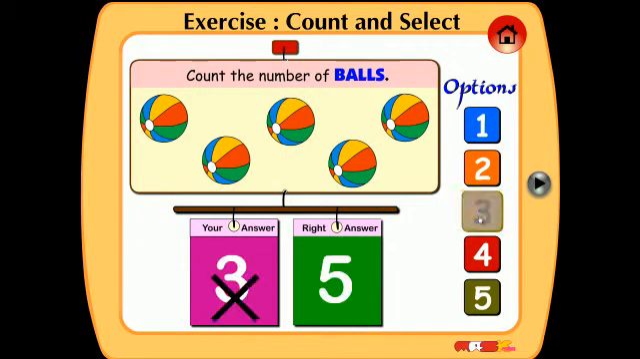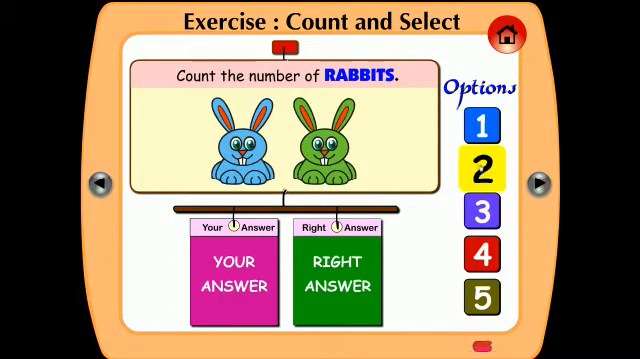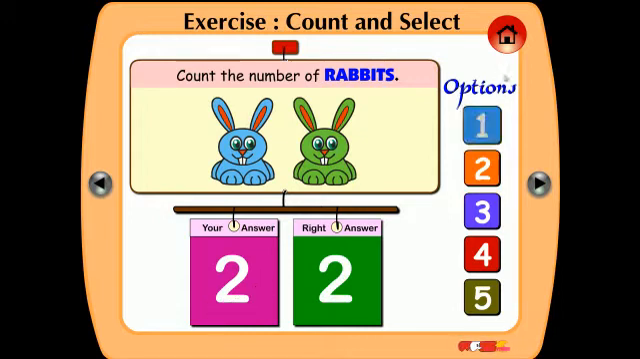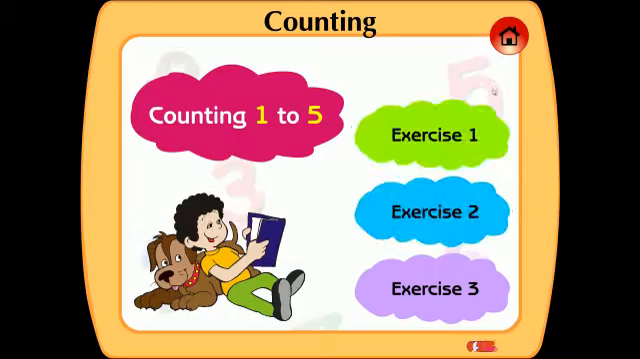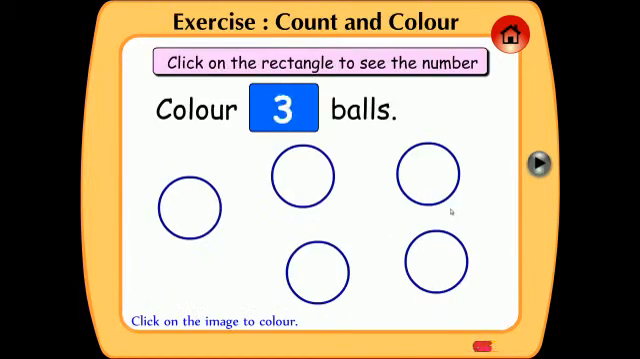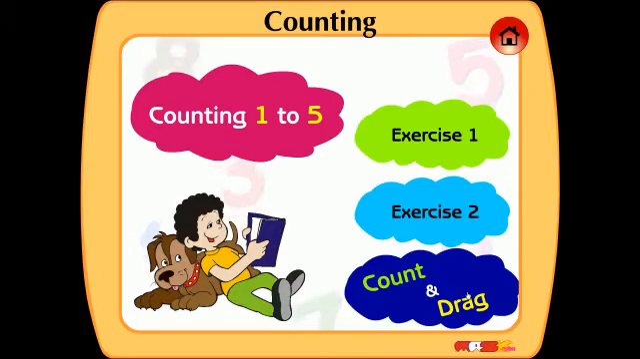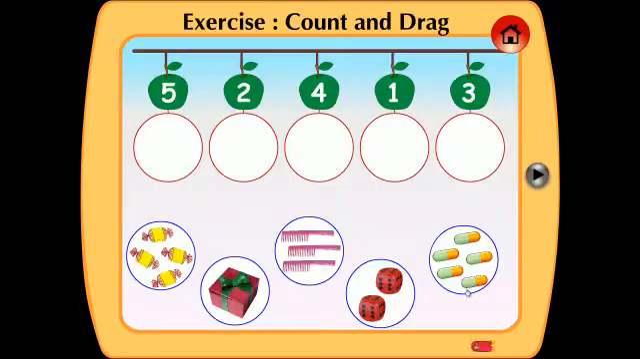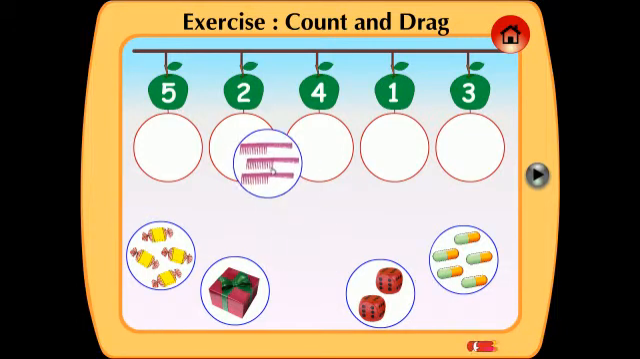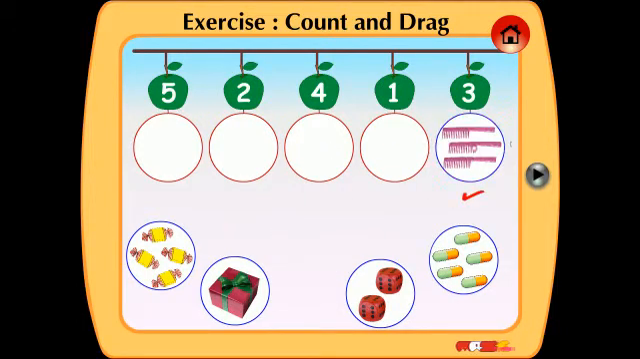Count the number. No, there are 5 balls. Count the number. Right, there are 2 rabbits. Count. Click on the color 5 balls. Color 2 boxes. Count and drag. Sorry. Right.